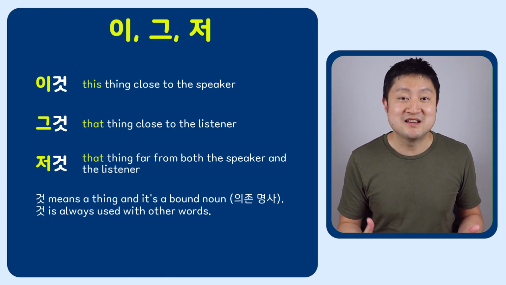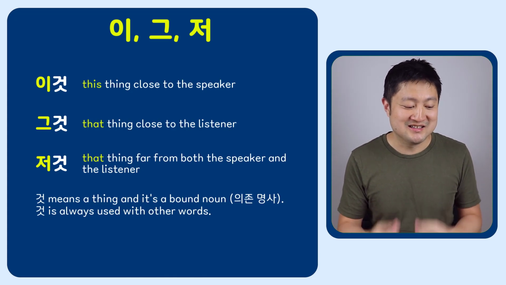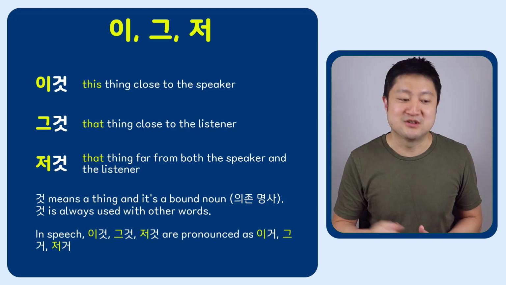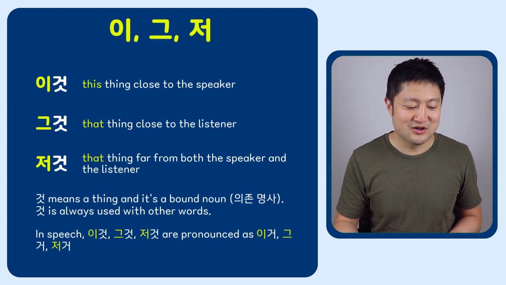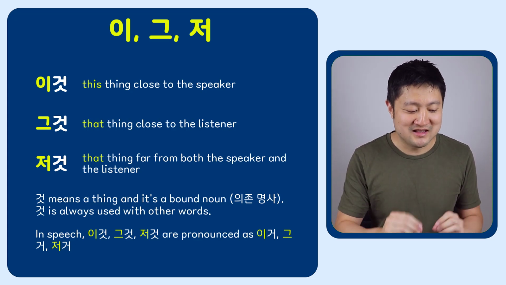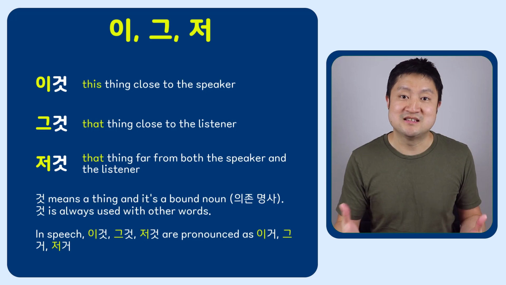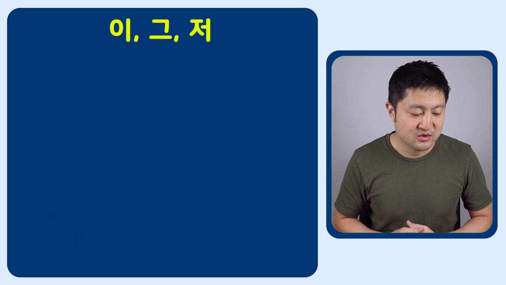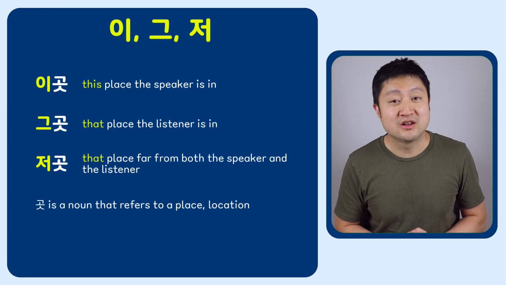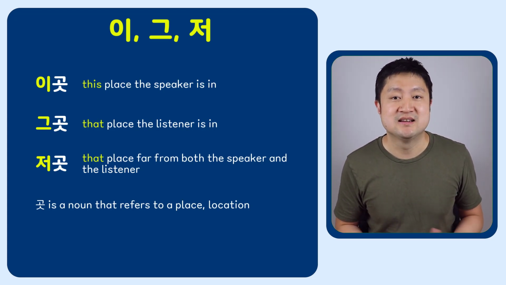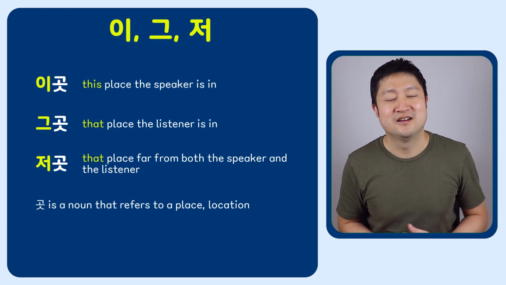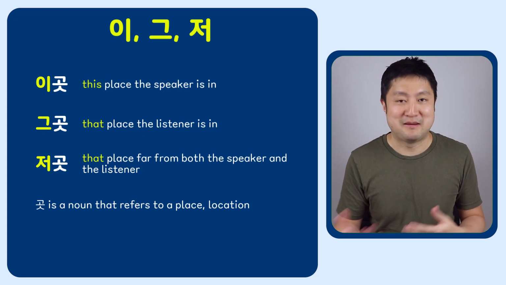In writing, you should always write them as 이것, 그것, 저것. But in speech, we often drop the 시옷 받침. So we say 이거, 그거, 저거. Although they mean this thing or that thing, they function like this and that in English. We also commonly use 이 with the noun 곳, which means place. So we can say 이곳, 그곳, 저곳. That means this place or that place.